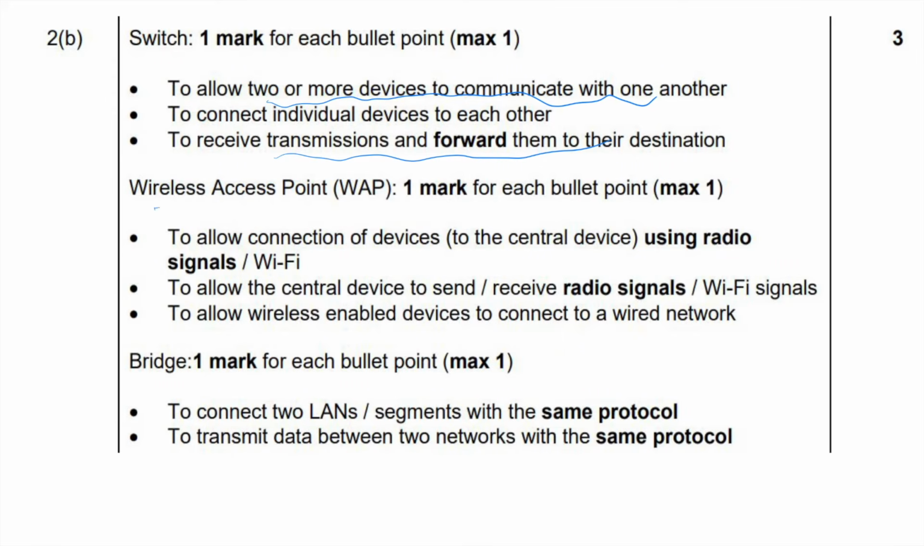A wireless access point allows the connection of devices using Wi-Fi. It allows a central device to send and receive radio signals. That's a wireless access point. It allows wireless-enabled devices to connect to a wireless network.